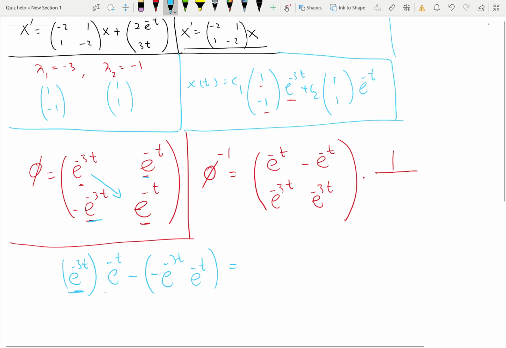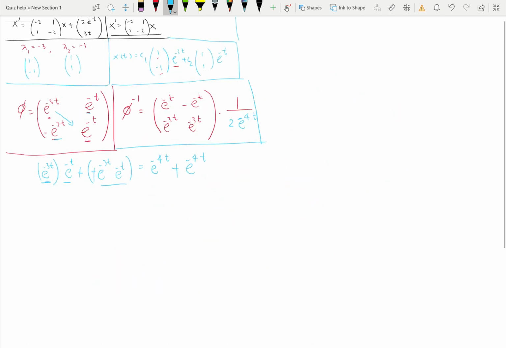So e to the -3t times e to the -t, you can add the exponents, so you get e to the -4t. Here, minus minus is plus, so here also e to the -4t, which gives us 2 times e to the -4t when you add these two. So that is the determinant. So you divide by the determinant of phi to get this phi inverse. Okay, so now we want to simplify this.